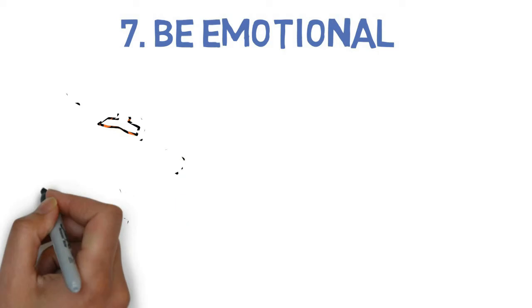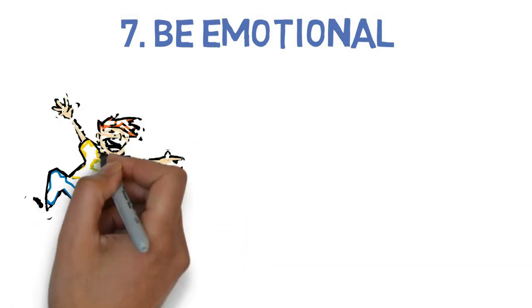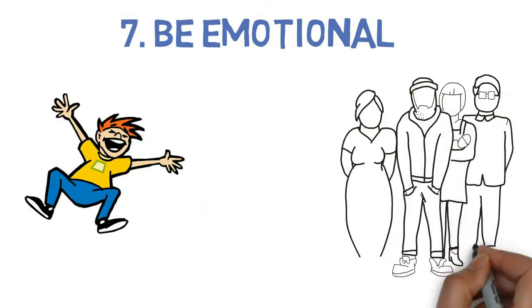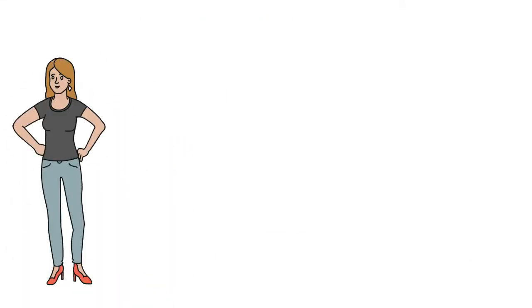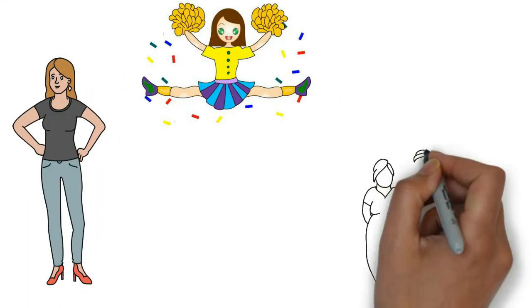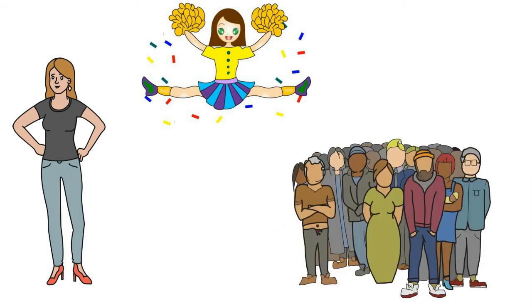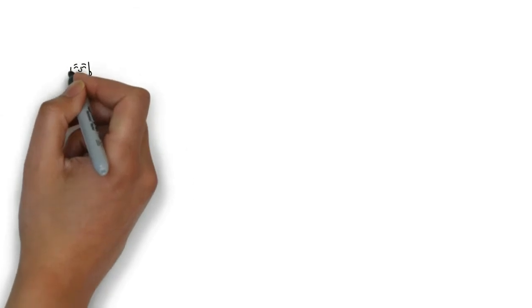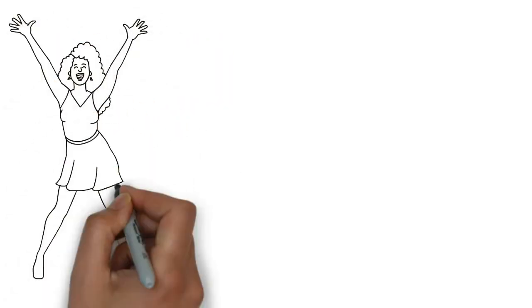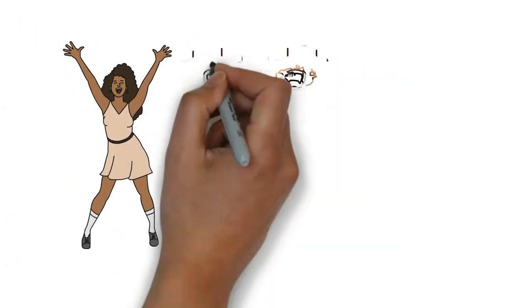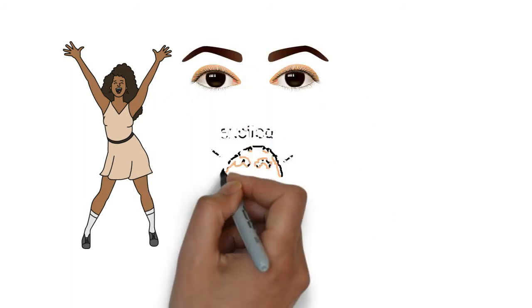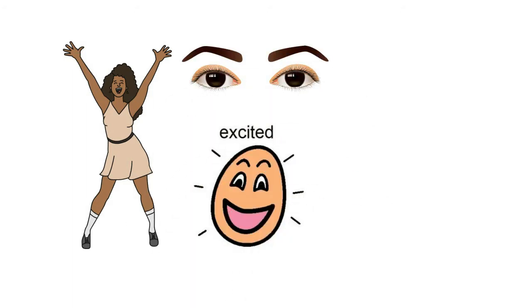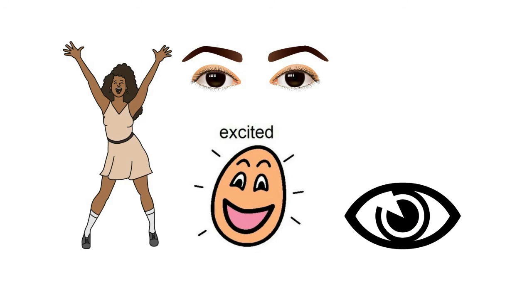7. Be emotional. Excitement is the emotion that people respond to most. When we see someone showing enthusiasm, it makes us want to know why they're excited and maybe join, and so we'll feel excited. Nothing sells enjoyment more than the eyes. So show an excited face and focus on the eyes. Your video will get a much better response.